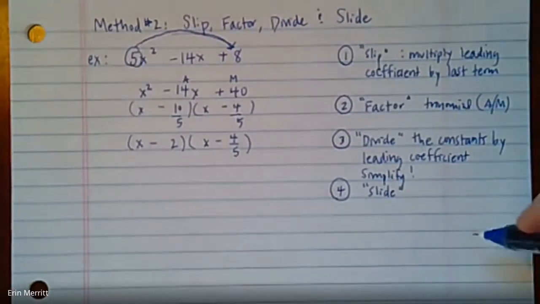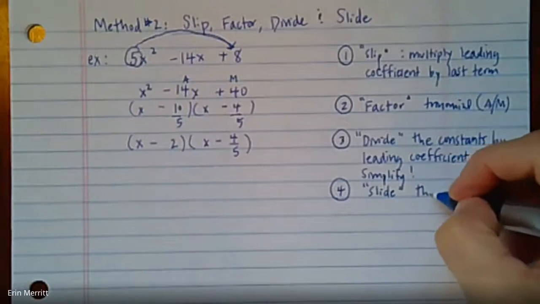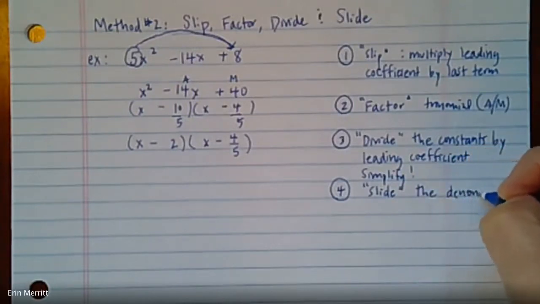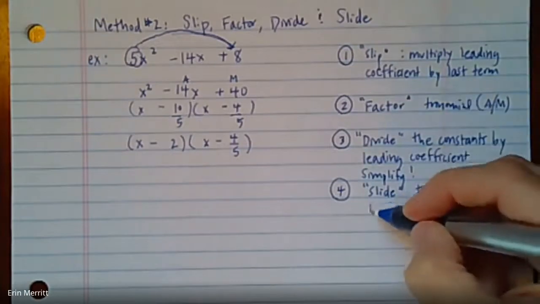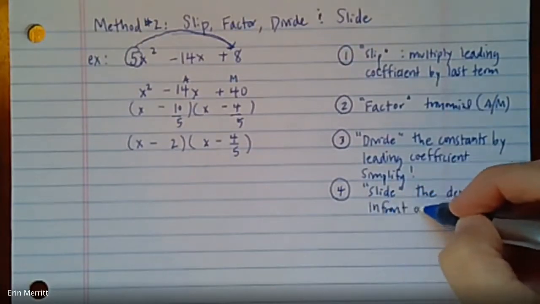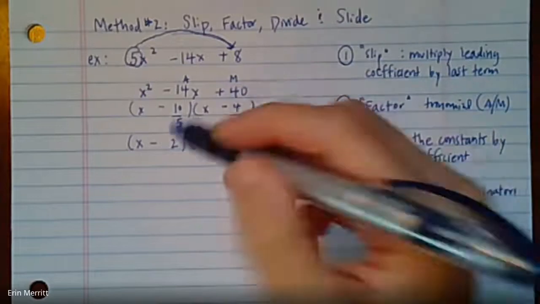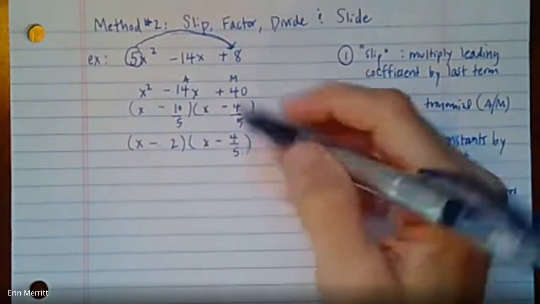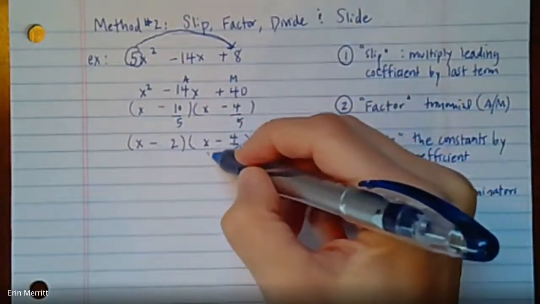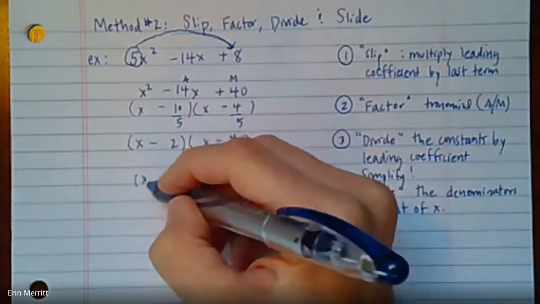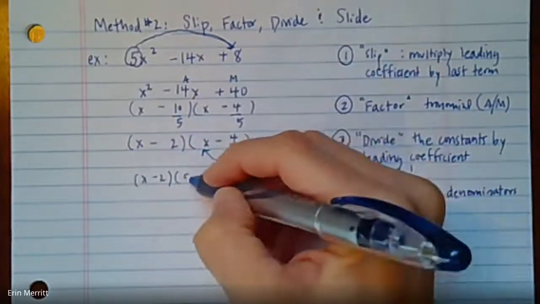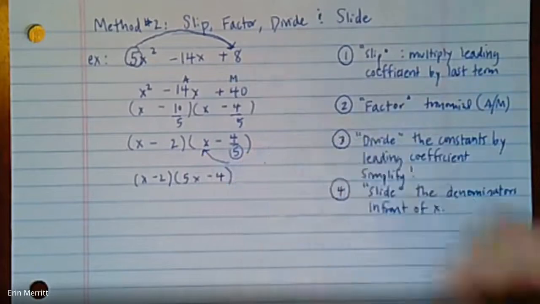All right. So we'll slide the denominator right in front of x. So the denominator here is just a 1. There's nothing. But the denominator here, that is going to slide back in front. So now this is x minus 2, and then this is times 5x minus 4.